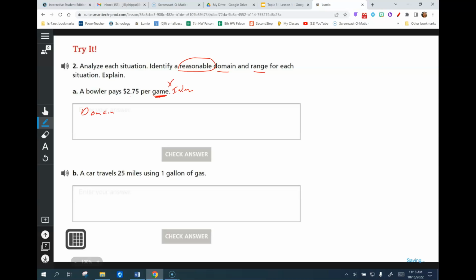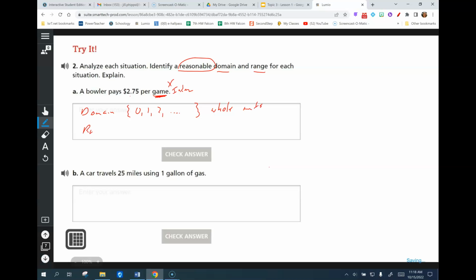Our domain is going to be the number of games. Now think about that. I can have 0 games. Can I have a half of a game? No. So it's going to go 0, 1, 2, okay? And that's going to go until, I don't know, maybe they're having a marathon bowling night, and you're going to do bowling all night. But these are going to be whole numbers.